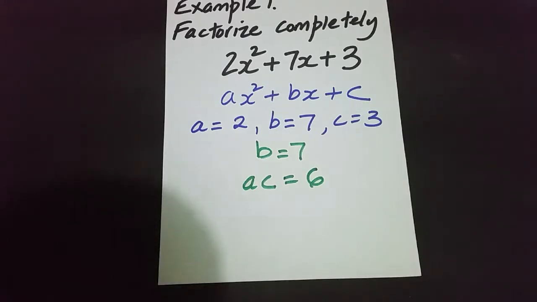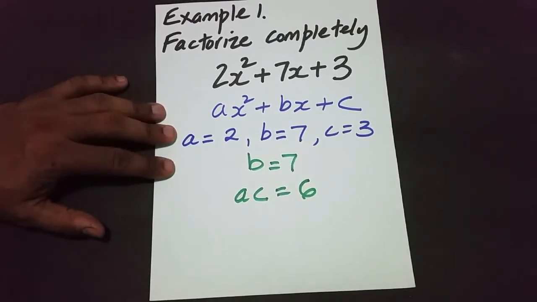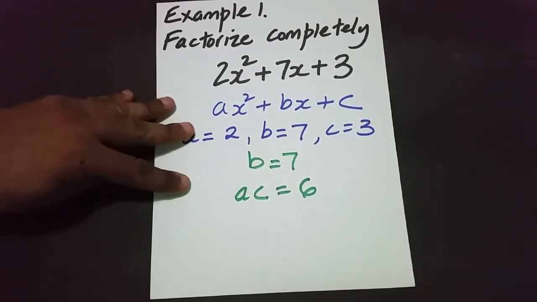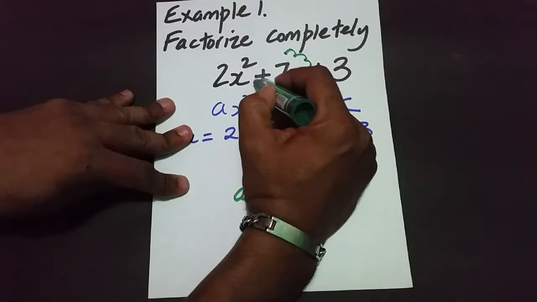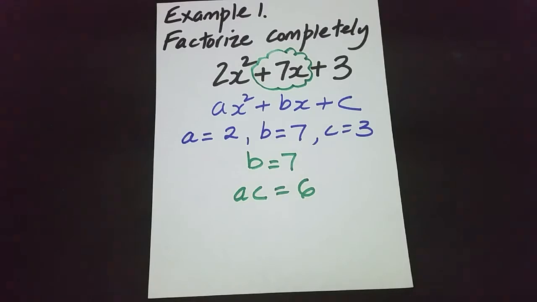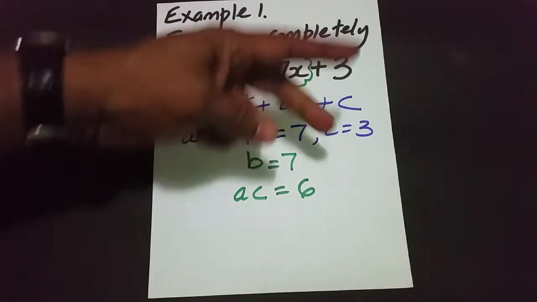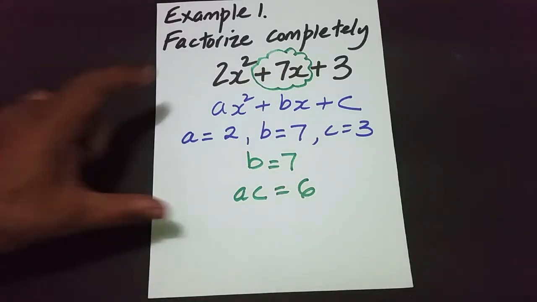Now, the whole idea of factorizing quadratic expressions, the secret, is to be able to break up this middle term into 2 pieces, so that instead of having 3 terms, we're going to have 4, and then we can factorize by grouping. So that's the trick with quadratic expressions. All we need to do is break up this middle piece into 2 pieces and then have 4 terms that we can factorize by grouping. And that's the whole idea of whatever I'm doing here.